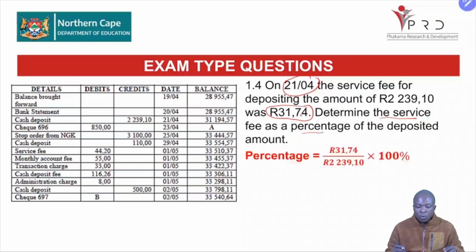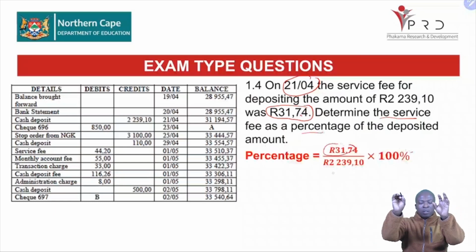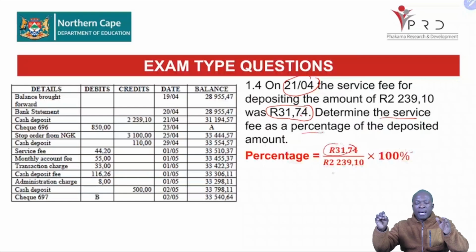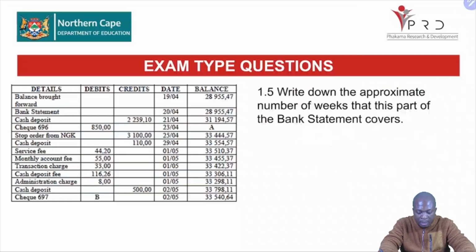Welcome, learners. So this is how you're supposed to take it. You take that amount as a percentage of 2,239.10 cents. Do you see how we talk about it? You write the amount as a percentage, you multiply by 100, then the amount deposited is the one that you divide by. So the percentage that was charged is 1.42%. Right. Let's go to 1.5.